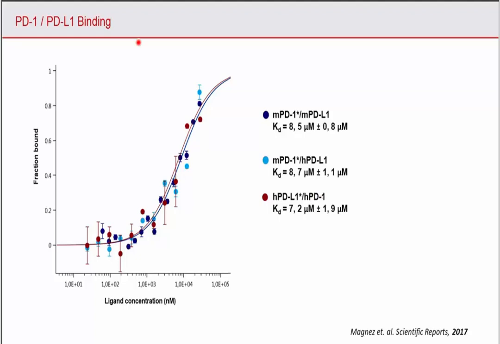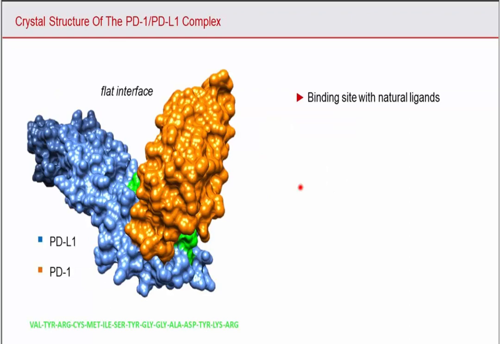So we have around 8 micromolar dissociation constant, no matter what type of species is under study. So here is the crystal structure of the PD-1, PD-L1 complex. Recent data reported by BMS prove that although the targeting of PD-1, PD-L1 interaction with small molecules was considered challenging due to a relatively flat interface of PD-1, PD-L1 interaction, it is not unfeasible.